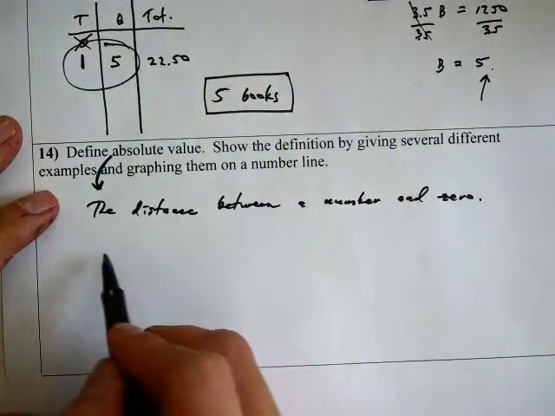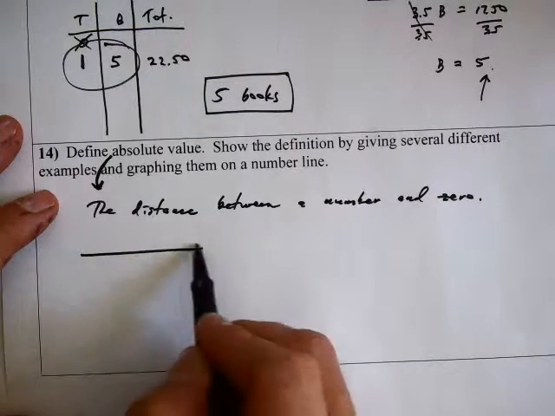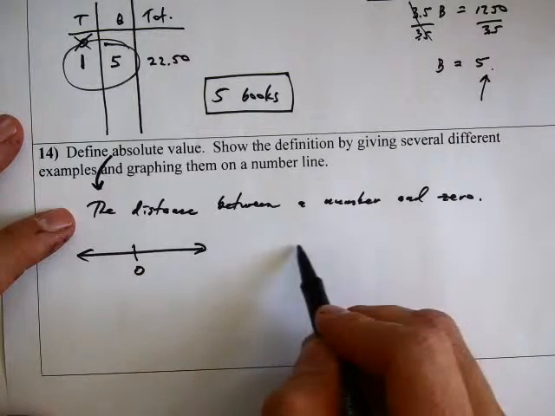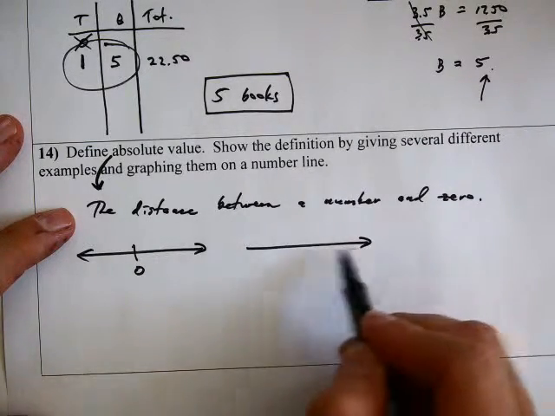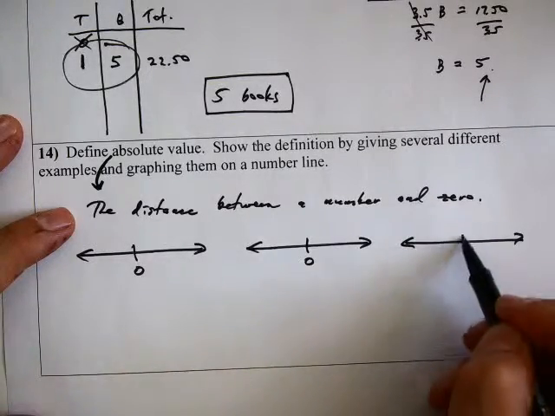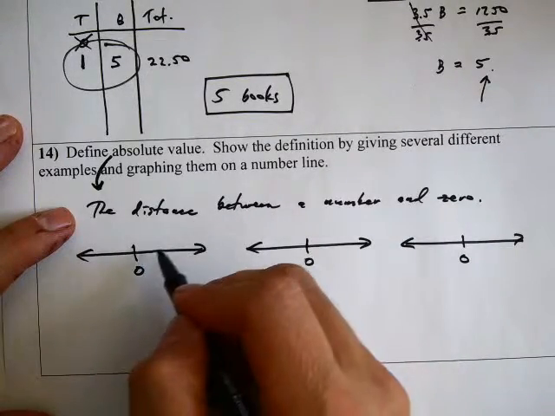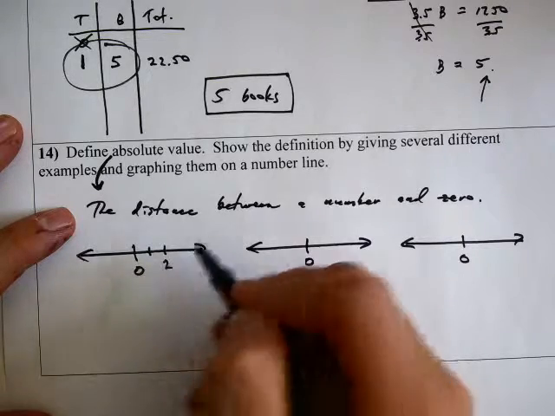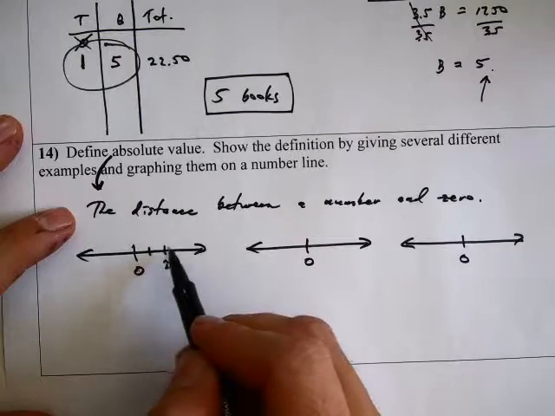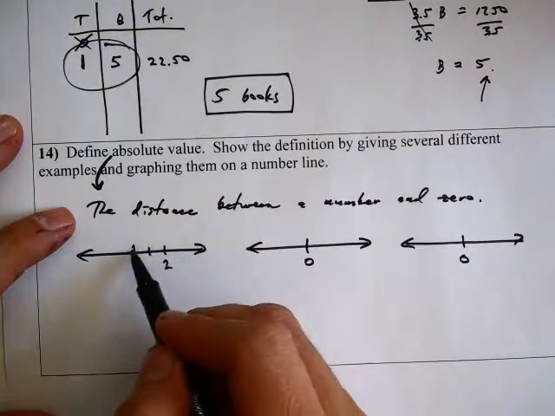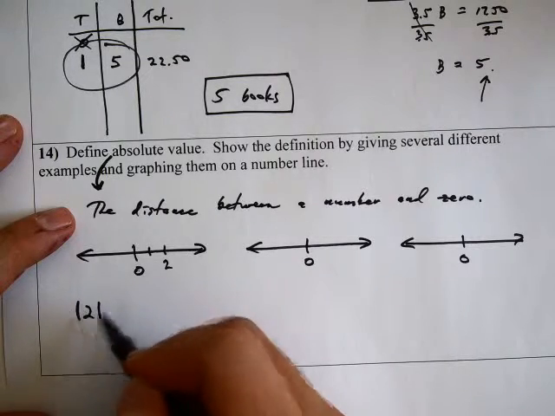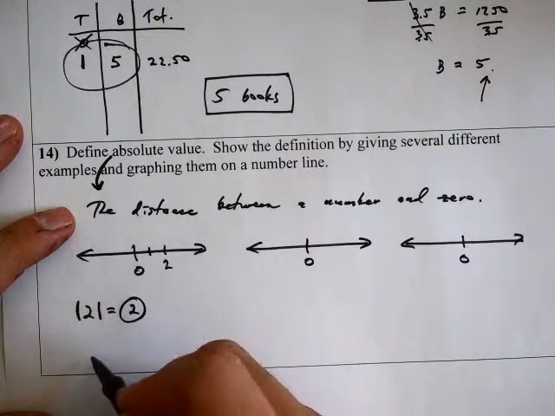Okay, so for example, let's do some of these. Let's go. 0 is obviously super important. I'll do 3 examples here. Let's take the number 2. 1, 2. How far is 2 from 0? Well, I mean, you might be going, really? It's 1, 2. It's 2 spaces away. So what that means is the absolute value of 2, written like that, is 2.